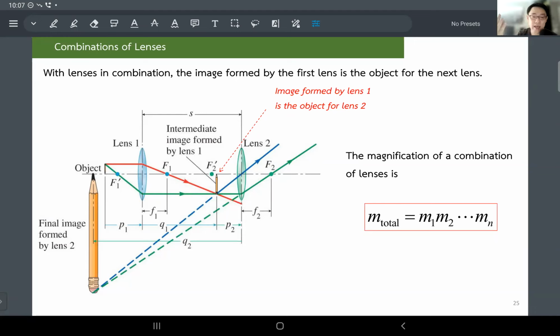Even though now you understand that if you have combinations of mirrors, the concepts stay the same, it's just that the application is way smaller. So let's take a look at lenses.